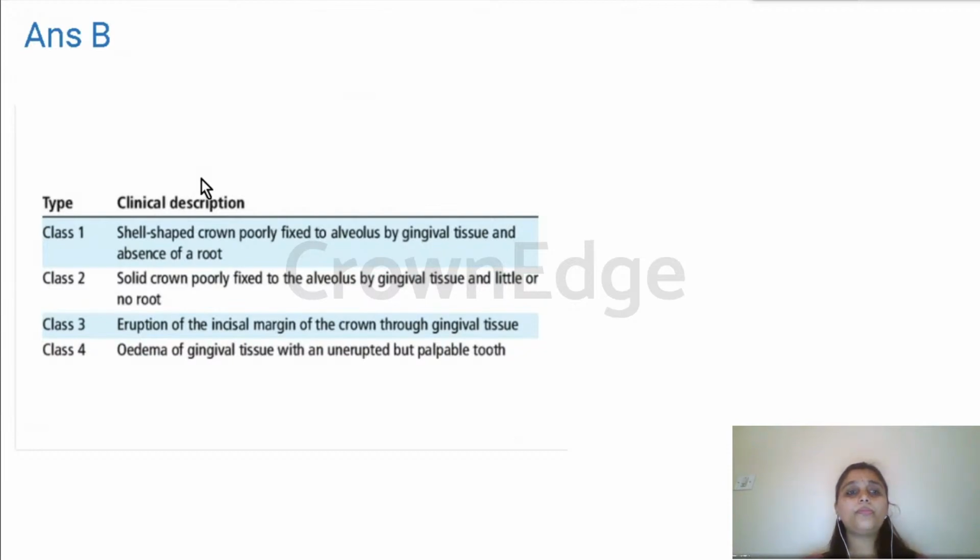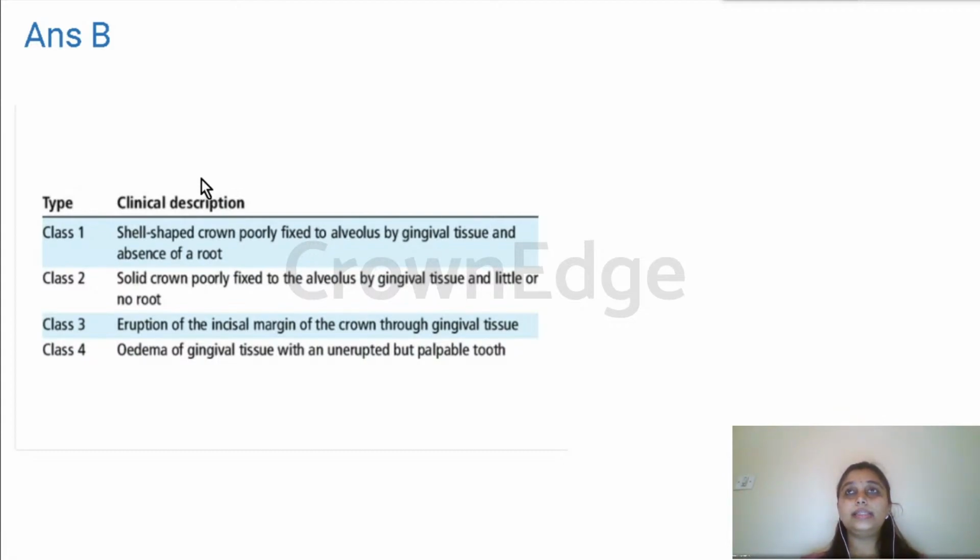Now, class 1 and 2 usually go for an extraction. Why? Because one, the mother will also have problems during breastfeeding. Two, the possibility of an aspiration when the child is feeding. And three, because these teeth are very shell shaped and do not have proper margins, the possibility of it lacerating the child's soft tissues is also high.